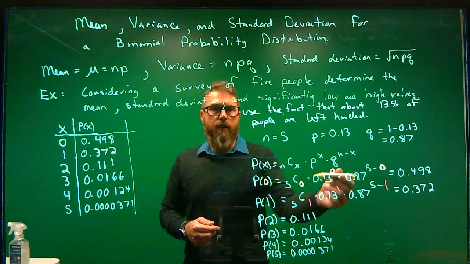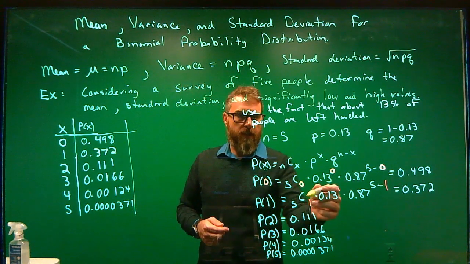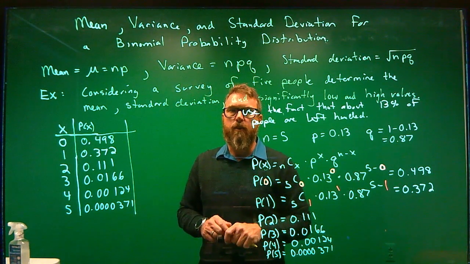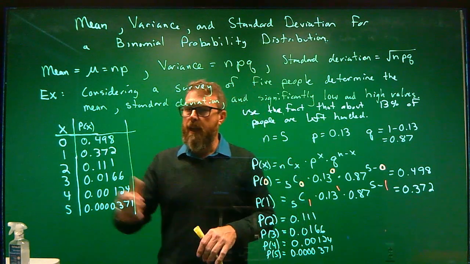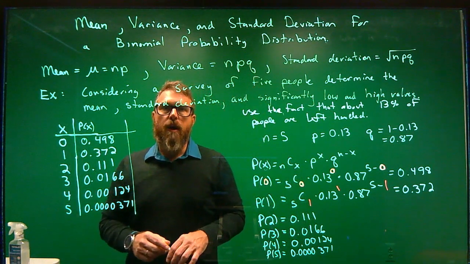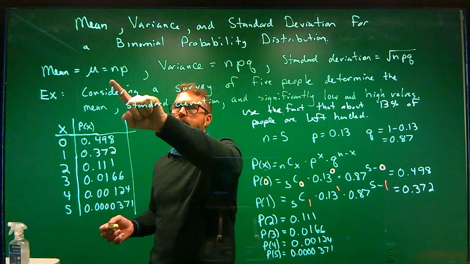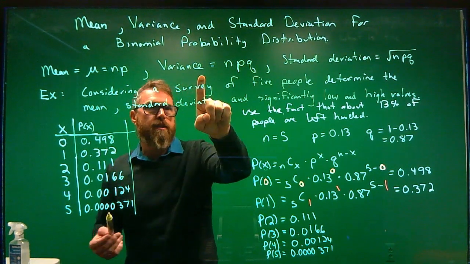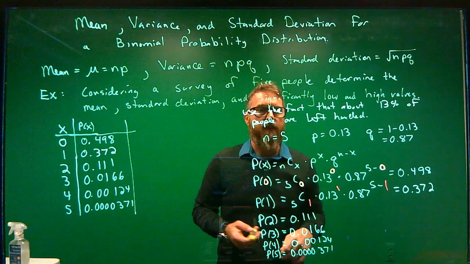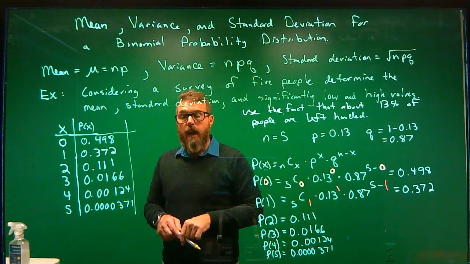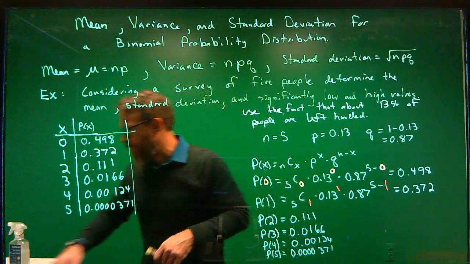So here are the calculations for the rest of them, just changing the number in the x spot. And I filled out the table. So really what this comes down to today is figuring out that the mean is equal to n times p, the variance is equal to npq, and then the standard deviation is going to be the square root of the variance.